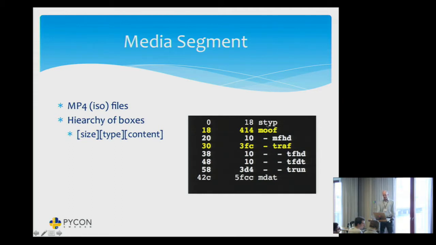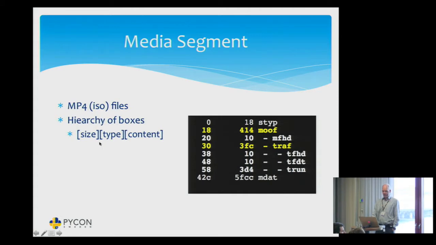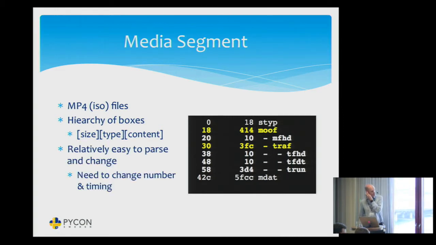The first box is an styp box. Then there's a moof box. Inside that moof box there is an mfhd box and a traf box, and inside that traf box there are other boxes and so on. So this is the structure. But for each of these boxes, there's first a size field, and then there's this 4-letter name of the box. So it's relatively easy to parse.